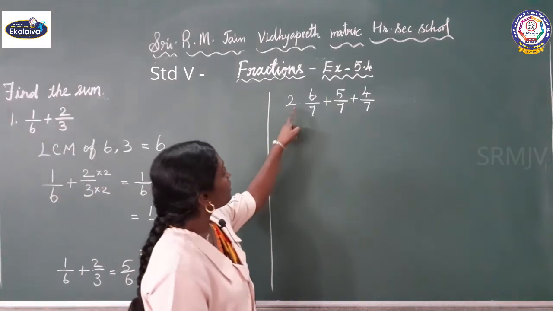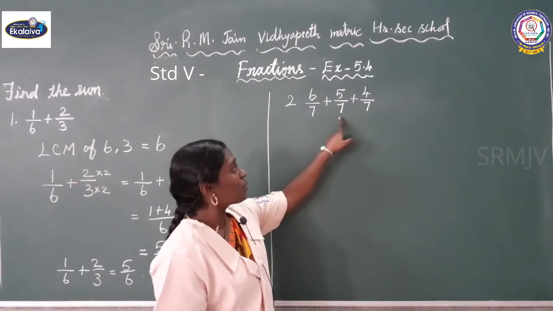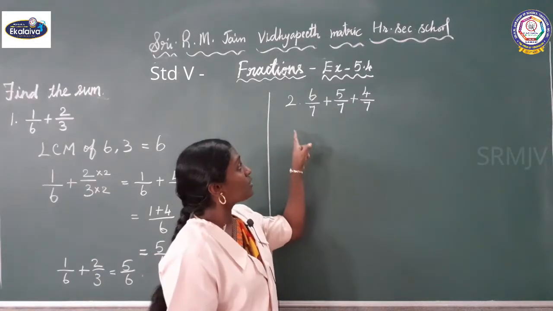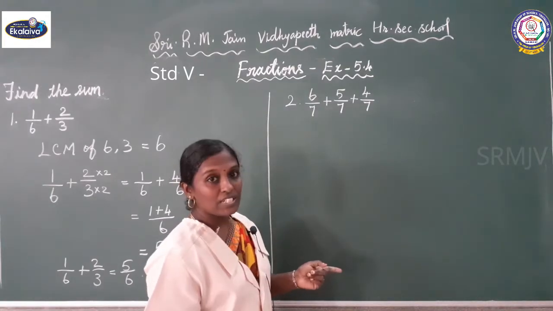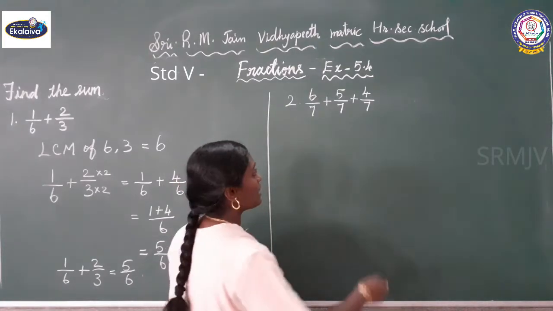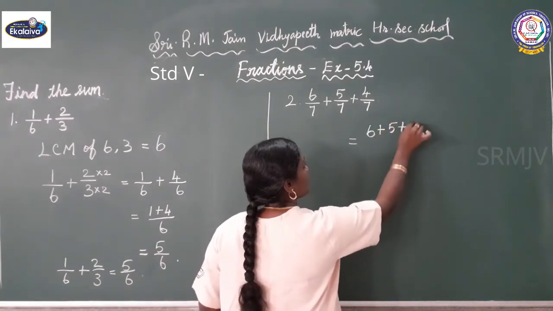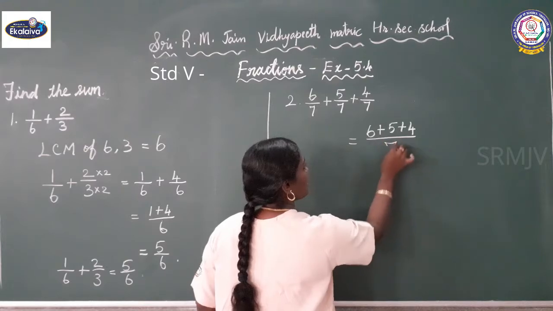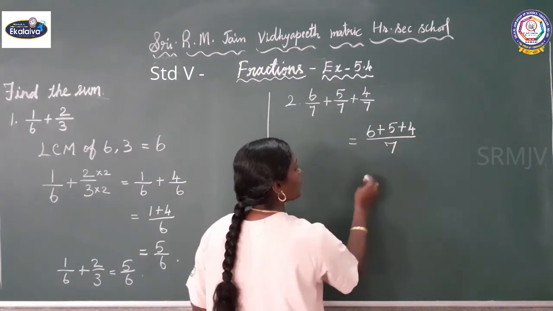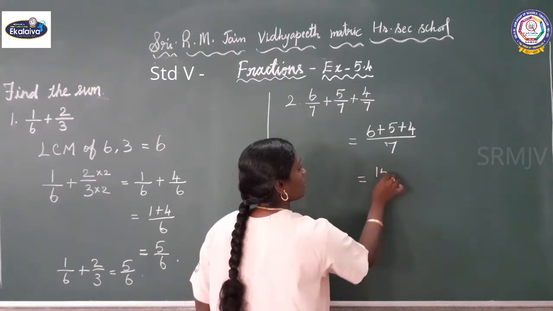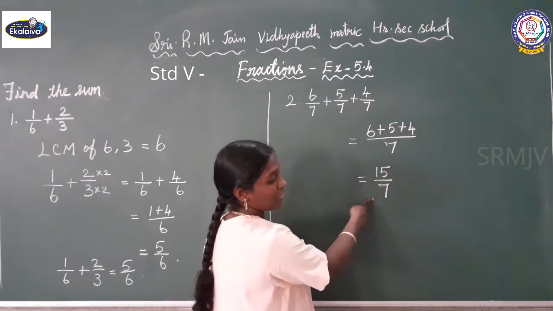The next question, 6 by 7 plus 5 by 7 plus 4 by 7. The denominators are same. So these fractions are like fractions. While adding the like fractions, just we can add the numerators. So 6 plus 5 plus 4, we have to write the same denominator number 7. 6 plus 5, 11. 11 plus 4, 15. 15 by 7. Now we got an improper fraction.